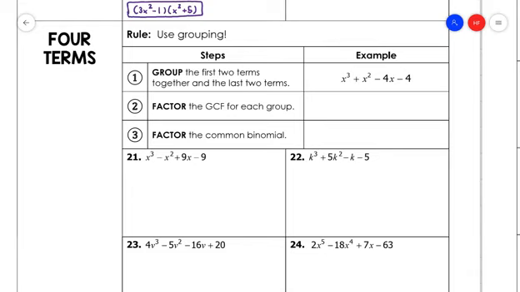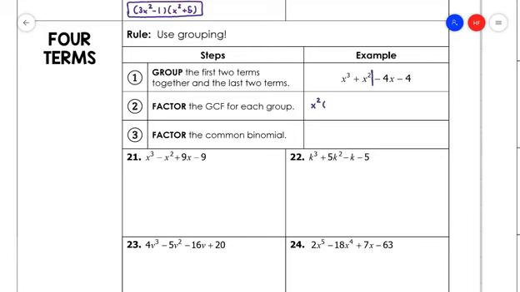So the first step is to group the first 2 terms together and the last 2 terms together. So I like to draw a line in between them just so I can see where that split is, and then you'll factor out the GCF for each group.